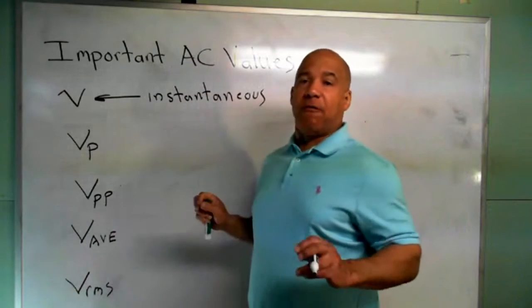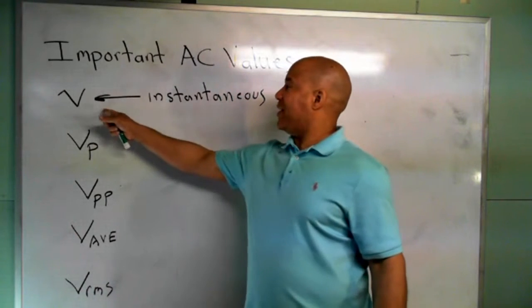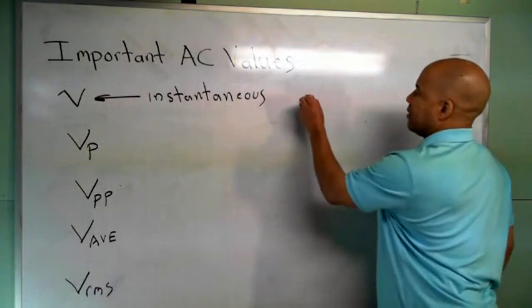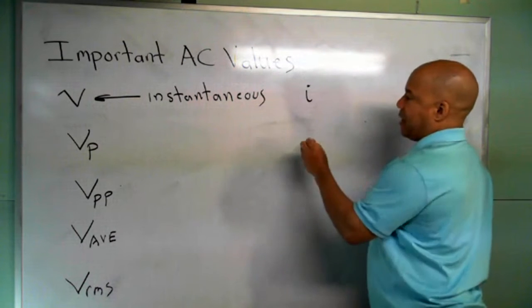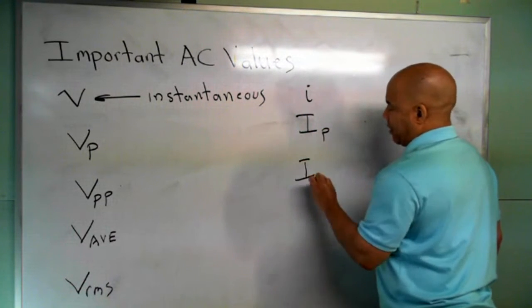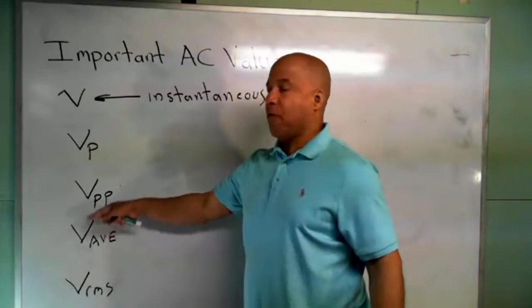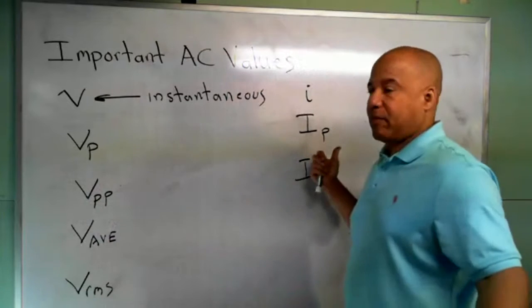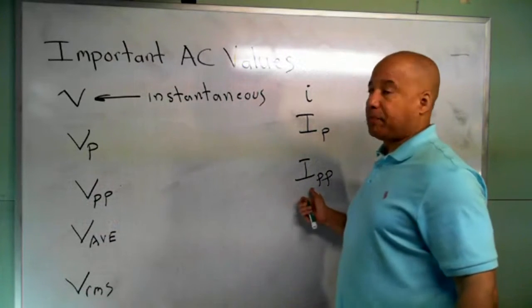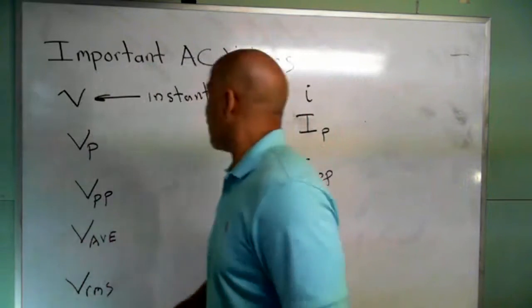Now, whatever I say for voltage also goes for current. So if I wanted to, I can show an instantaneous current by using a script i, I like that. I can show a peak current like this or a peak-to-peak current like that. Whatever, all I have to do is exchange the V for I, and I get the equivalent for current. Now, how do I get these values? How do I calculate them?